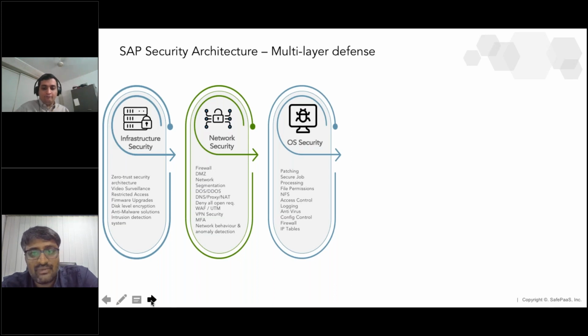The patching should happen periodically, or based on the sensitivity, we may need to do the patching on an immediate basis as well, based on the applicability or the impact on our organization. And job processing, whatever the job schedules are happening, that should be run in a secured manner. It should not have all-in-all access, or create some chaos on the system.